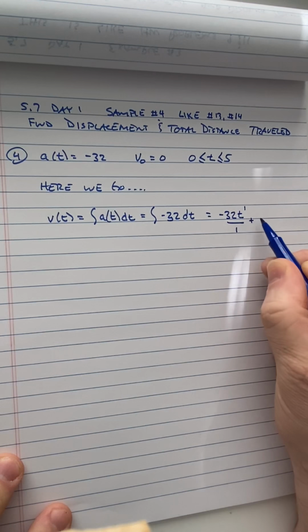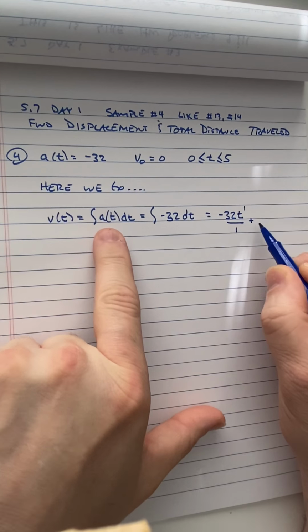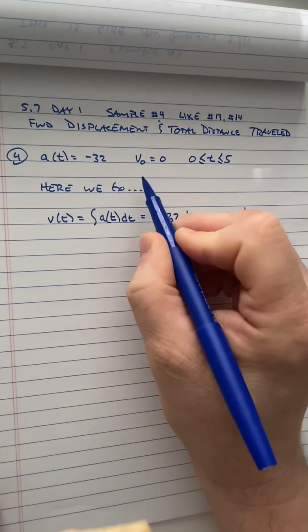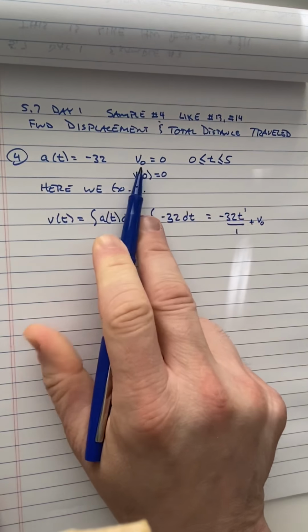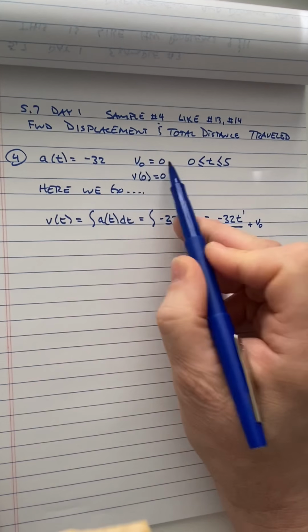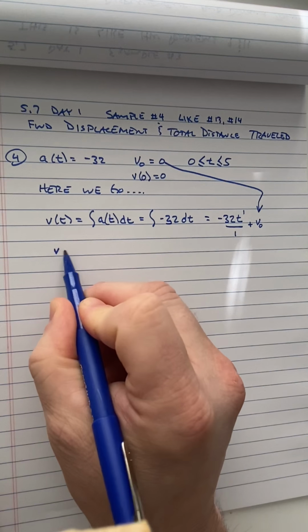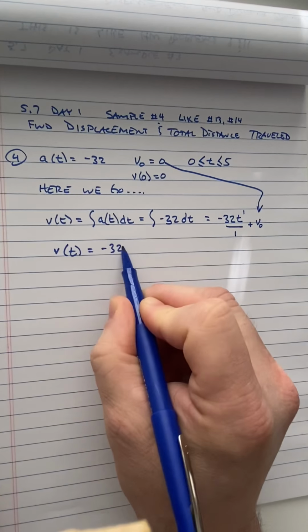and don't forget your constant. The constant of the antiderivative of the acceleration is the initial velocity. Sometimes they write the initial velocity like this. Most often you'll see the initial velocity written like that, is 0. So we just plug in that 0. So our velocity machine is negative 32t.